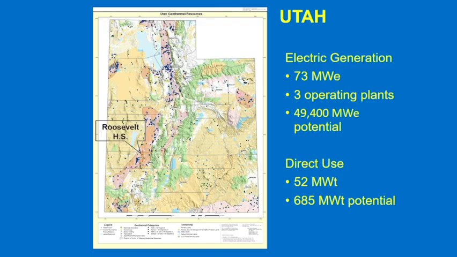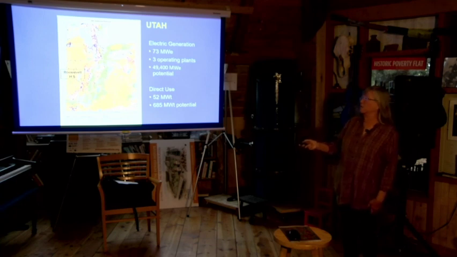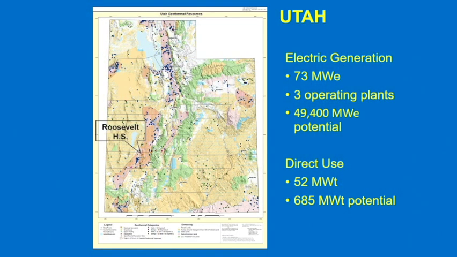Okay, so here we are back down in Utah. This is a map produced by the Utah Geological Survey. These pink areas and orange areas are known geothermal areas. So here we are in Wayne County. Probably one of the older geothermal areas known in Utah is Roosevelt Hot Springs, where the Blundell power plant is. But right now we've got 3 power plants that use geothermal energy, and that's 73 megawatts of power. And there's a lot more potential, right? And then direct use, much less use, but also lots of potential.